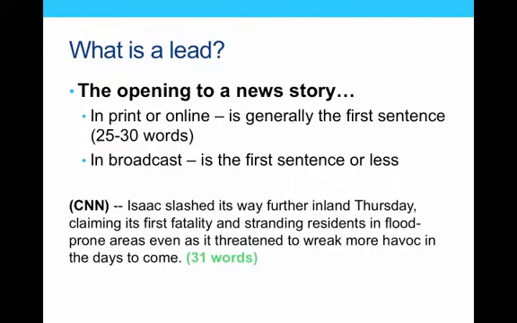Isaac slashed its way further inland Thursday, claiming its first fatality and stranding residents in flood-prone areas, even as it threatened to wreak more havoc in the days to come.